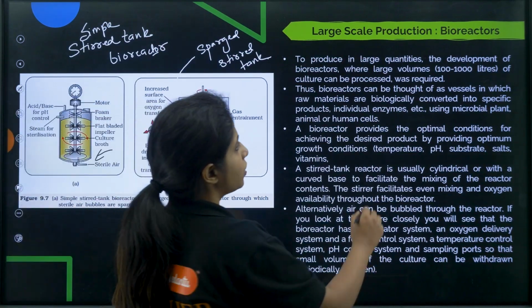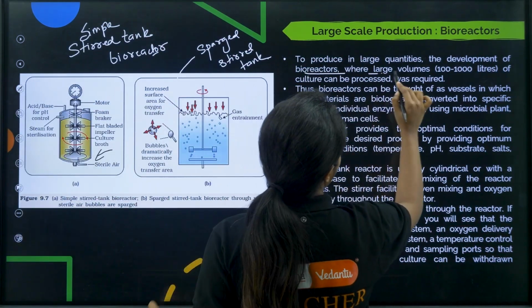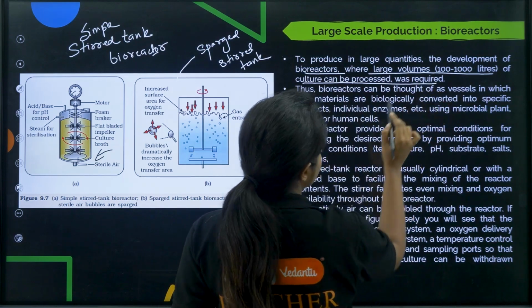To produce in large quantities, the development of bioreactors where large volumes of culture can be processed was required.